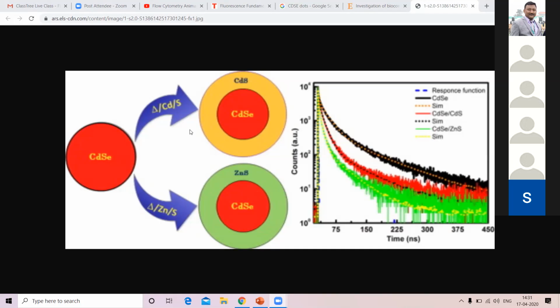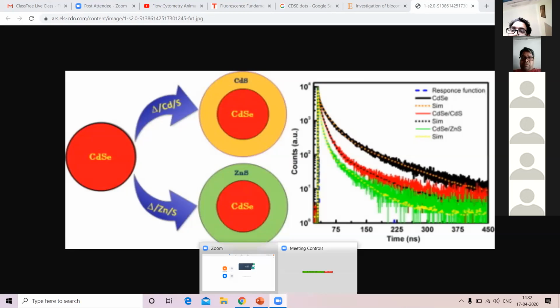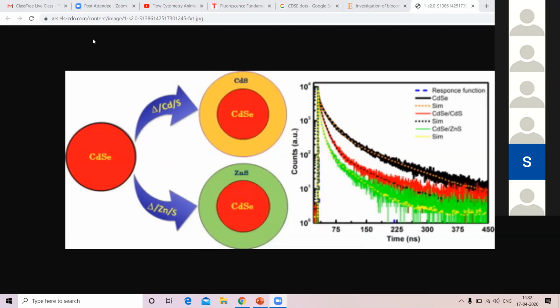Elements like zirconium. Did you hear about zirconium? Zirconium can also be used for synthesis of quantum dots. And other than quantum dots, metal organic frameworks are nowadays also used as fluorescent tag molecules. Metal organic frameworks, has anybody heard about them?